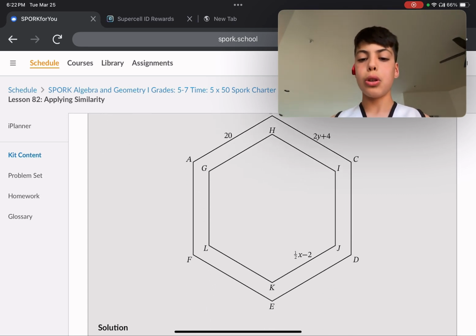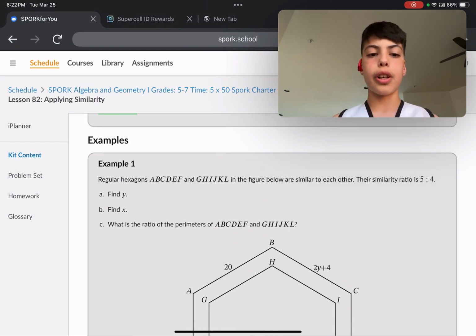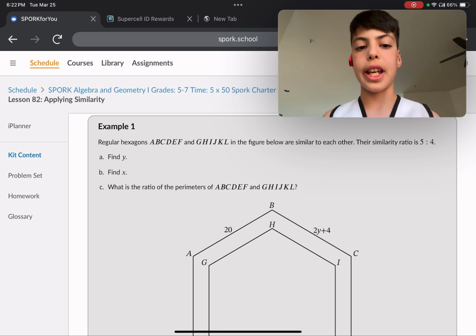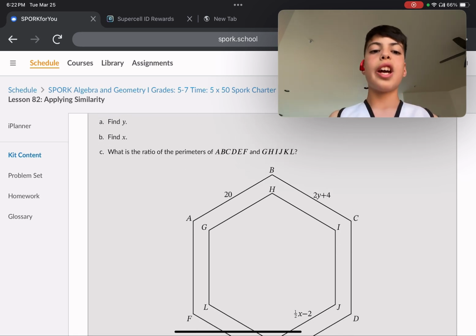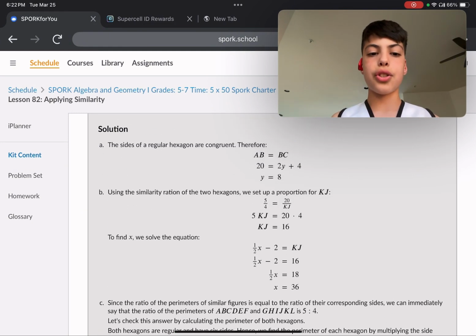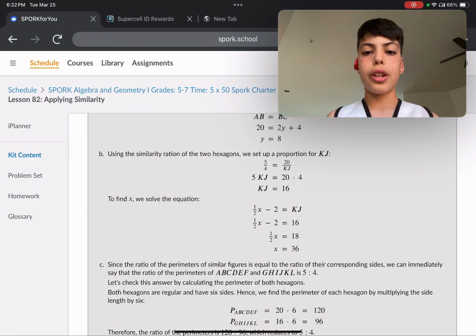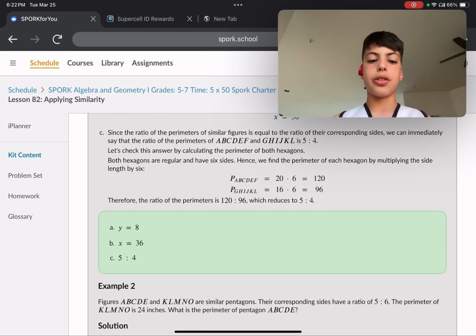So we could do 1 half x minus 2 equals 16. It would be 1 half x equals 18. And then x equals 36. So your answers would be a equals 8, y equals 8, x equals 36, and the ratio is 5 to 4. And let's see if we're correct. This shows their solution. You can always just take the time to see this by yourself. And that would be the answer.